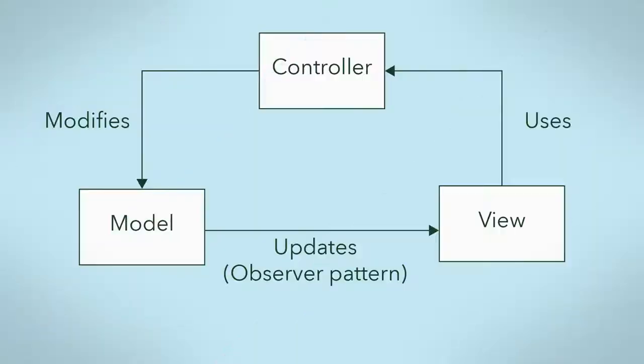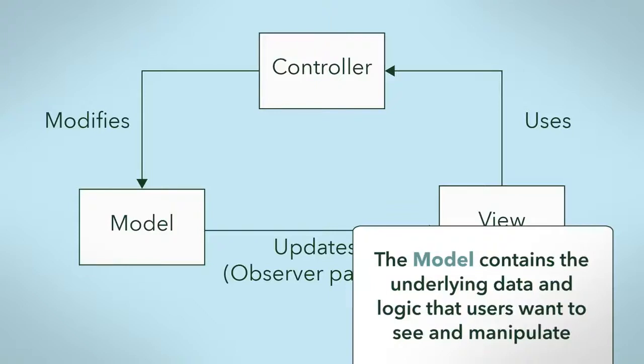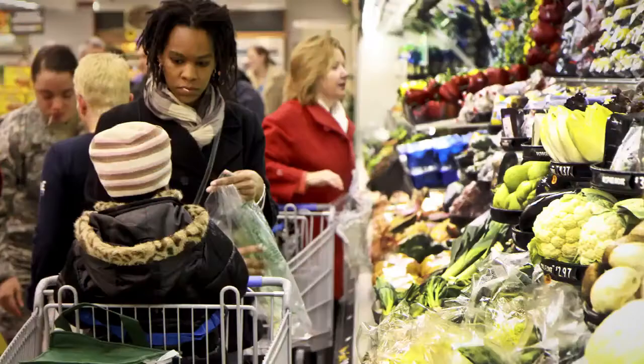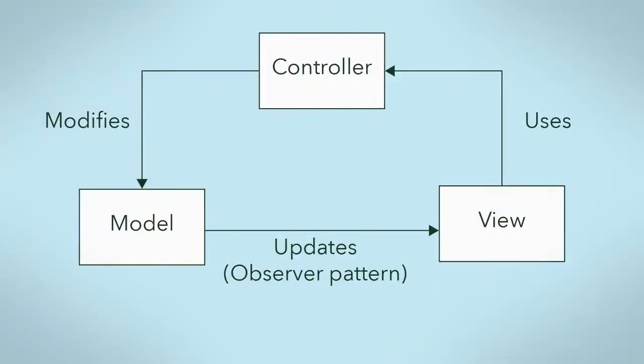Let's look at a diagram of a simple MVC pattern. First, let's talk about the model. The model contains the underlying data and logic that users want to see and manipulate. In this case, the cashiers and customers want to be able to put together grocery orders. A key part of the MVC pattern is that the model is self-contained. It has all of the state, methods, and other data that it needs to exist on its own.